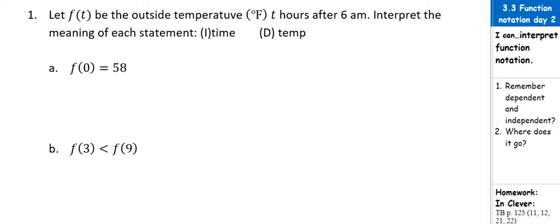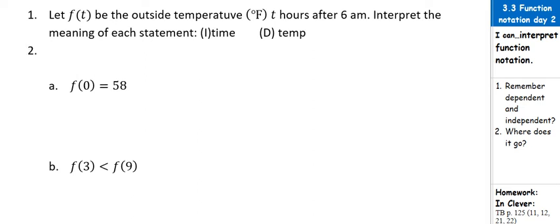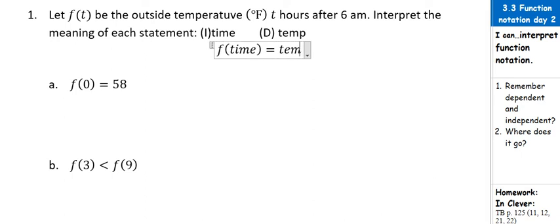So if we think about that and we think about the f of x, what we're really saying here is we have a function that looks like this: f, which is just a name, of time equals temp. So we have a function called f, and when we put a time in it, out comes a temperature. Let's take a look at an example here to help us wrap our head around this. f of 0, what does that mean? Well, 0 is a t.